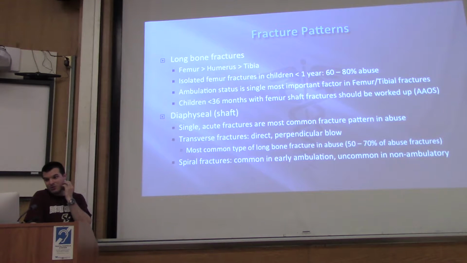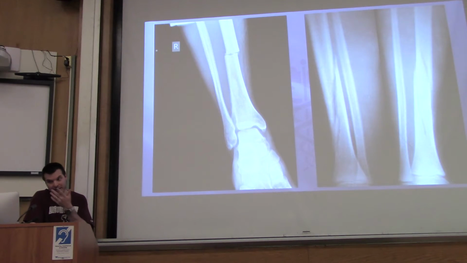Long bone shaft fractures. The single acute fracture is the most common fracture pattern in abuse. They're usually transverse fractures from a direct blow perpendicular to the bone. Spiral fractures, on the other hand, are much more commonly accidental, especially your toddler's fracture, which is a spiral fracture of the tibia. You can compare. The left is a transverse fracture. It's not very common to have that happen falling while walking and cruising around.